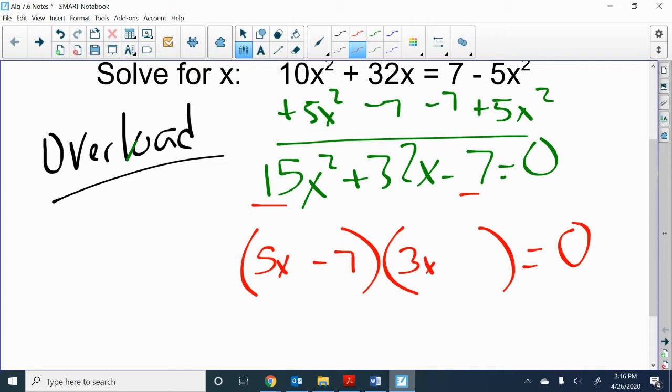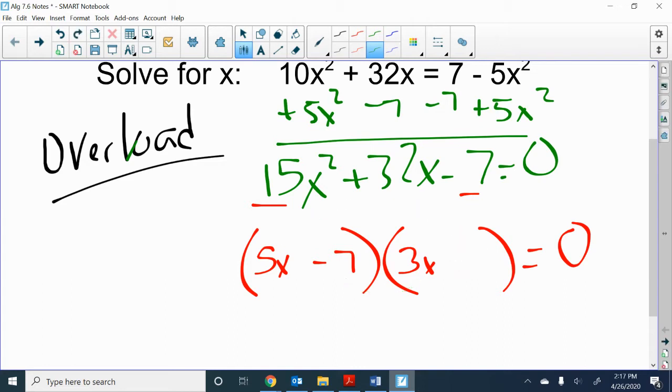So, okay, let's try that. A minus 7 and a plus 1. And let's check our outer and inner terms. I know the first and last work. We forced them to work. So now let's check the outer and inner. The outer is plus 5, and the inner is minus 21. That's a minus 16. That's no good.